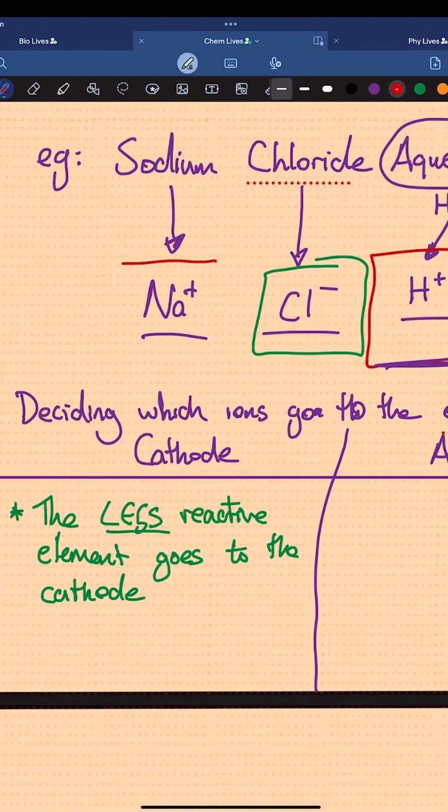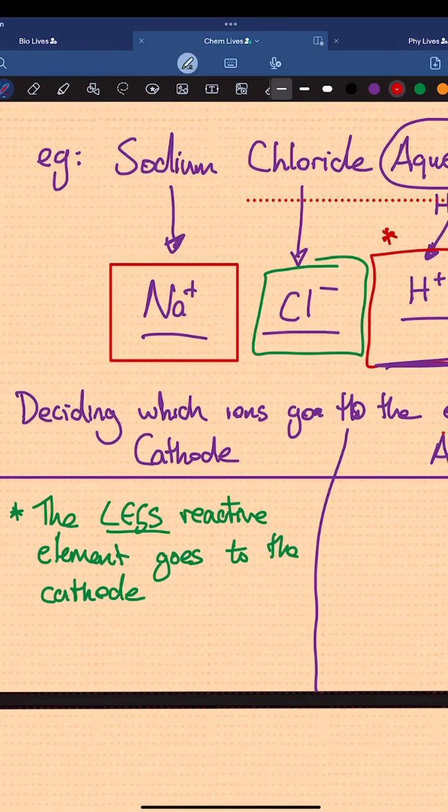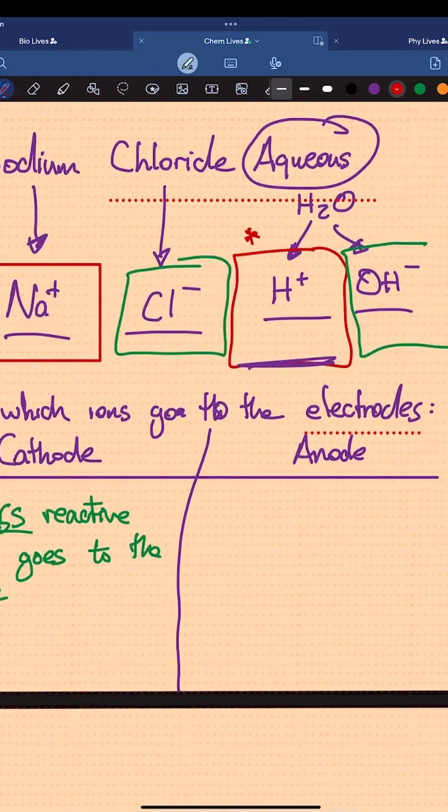This is where it's important to know the reactivity series. Hydrogen, exactly. So here it would be hydrogen that goes, not sodium. What is the rule then for when you've got the anode, when you need to decide at the anode? Is it Cl minus or is it OH minus?